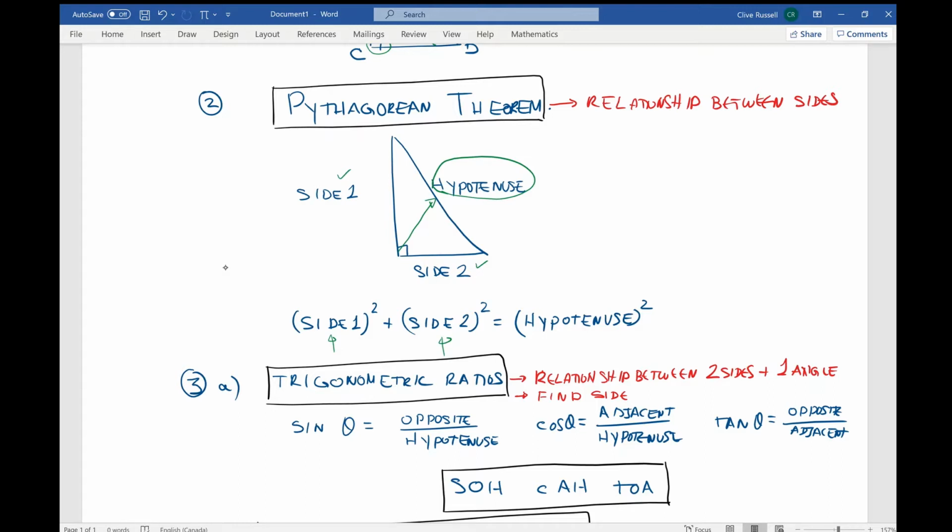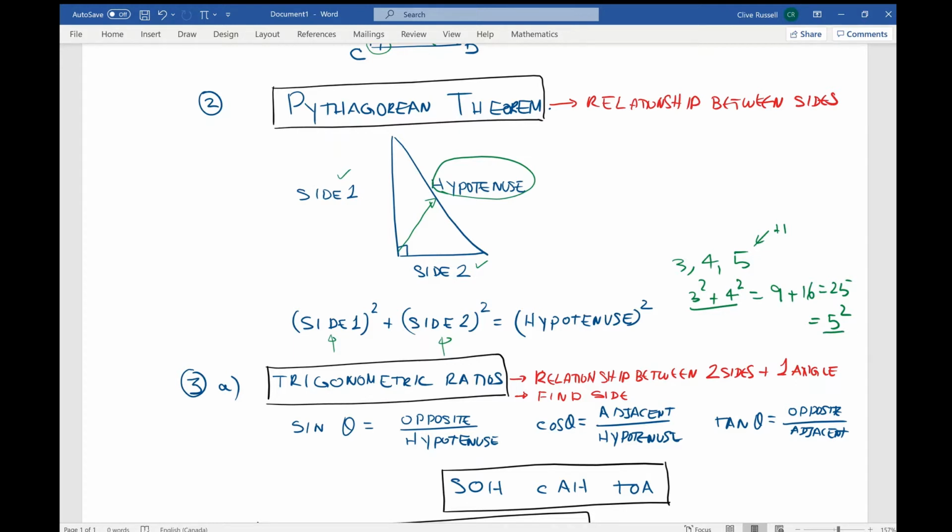You've all seen what they call the 3, 4, 5 triangle, where the hypotenuse is 5. So if you take 3 squared and add that to 4 squared, 3 squared is 9, 4 squared is 16, you add them, you get 25, and 25 is actually 5 squared. So what we get is that 3 squared plus 4 squared is 5 squared.